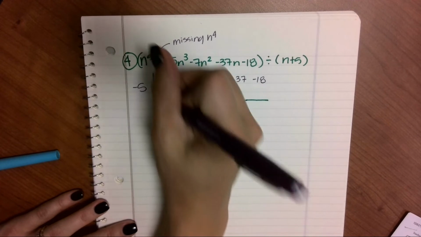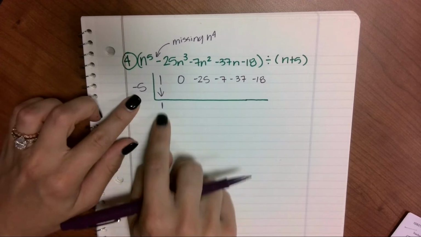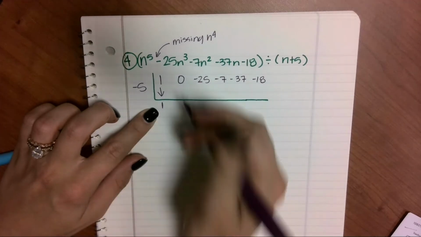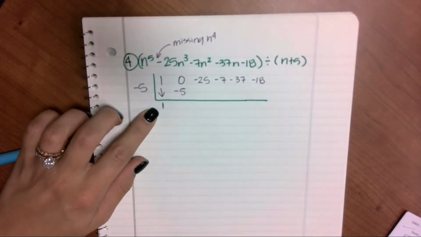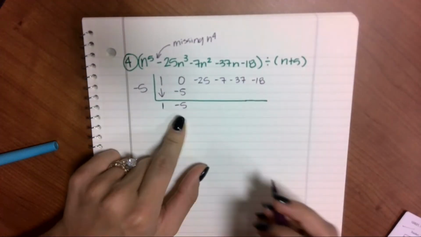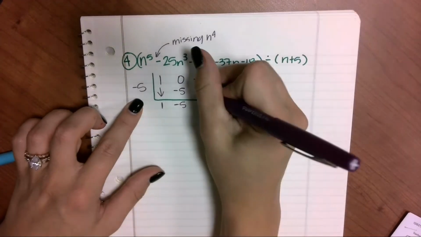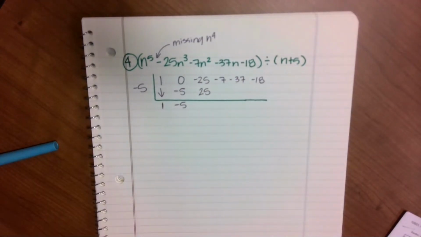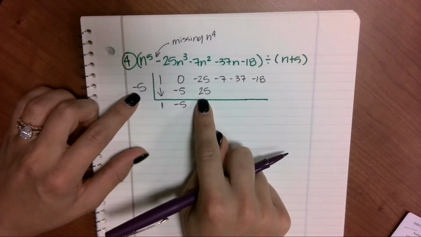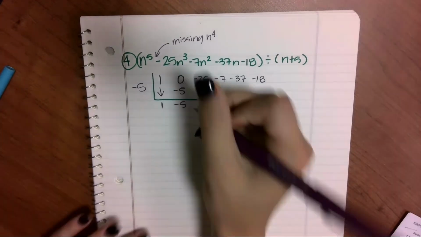Alright, so I'm going to carry my 1 down. So negative 5 times 1 is negative 5. 0 minus 5 is still just negative 5. Negative 5 times negative 5 is a positive 25. Negative 25 plus 25 is 0. It is okay to have a 0.